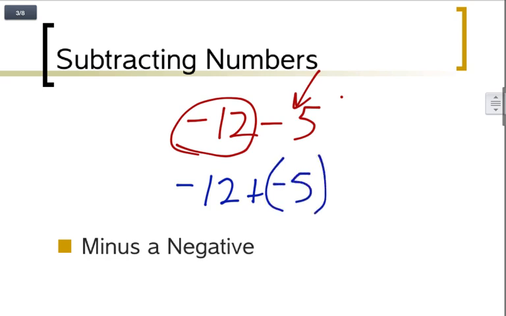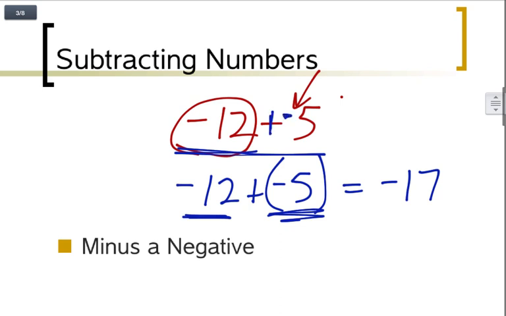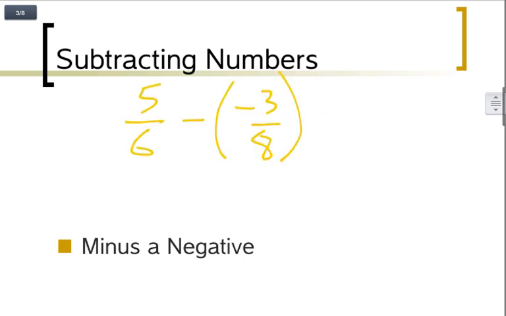In other words, you had negative 12 and you're getting more negative, which means your answer is going to be negative 17. Again, the book is going to want you to say plus a negative, in other words, change the sign, but you don't have to if you can see that they're both negative to begin with. And of course, this process also works with fractions.